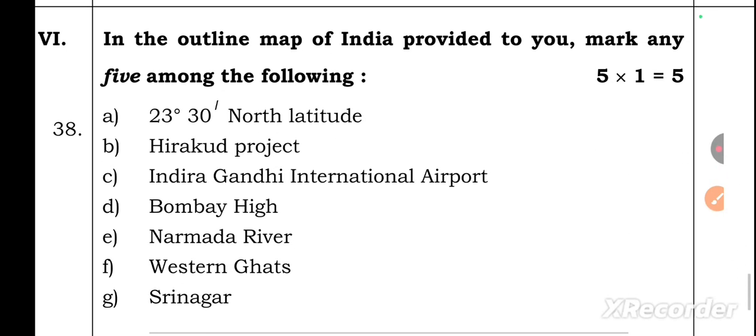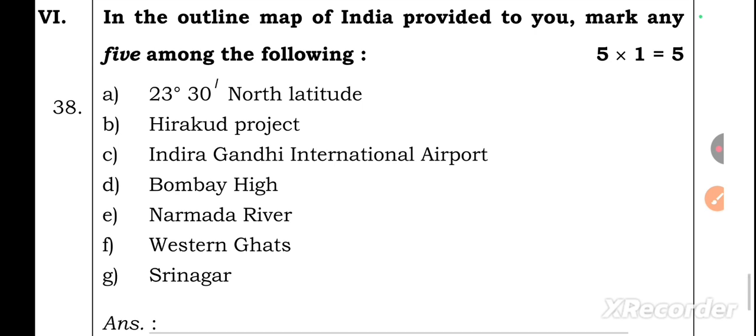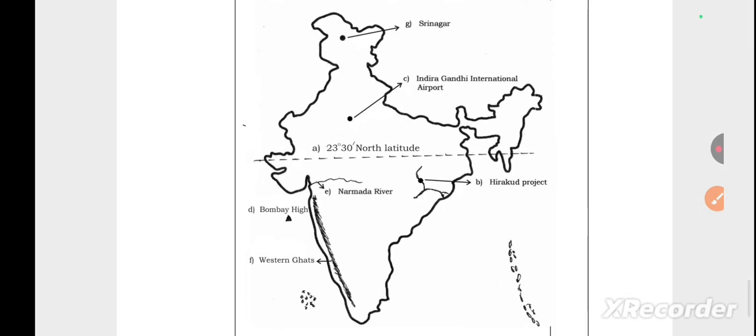Next, the sixth one: in the outline map of India provided to you, mark any 5 among the following: 23.5 north latitude, Hirakud project, Indira Gandhi International Airport, Bombay High, Narmada River, Western Ghats, Srinagar. Okay, then we are going to mark them on the Indian map.